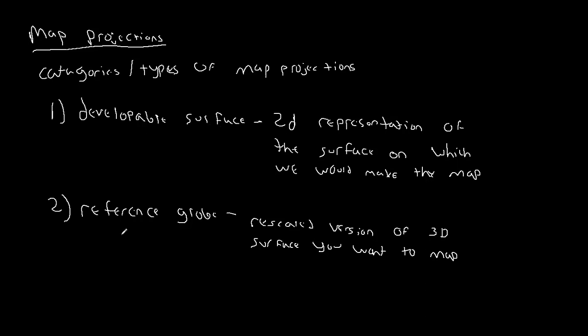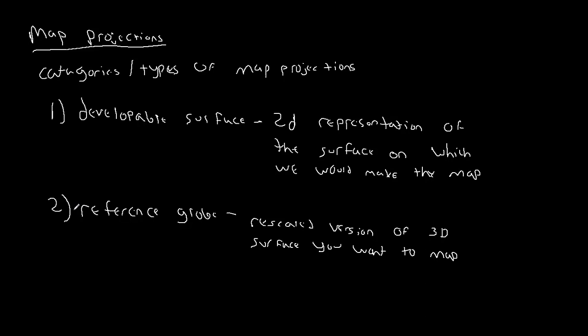So this reference globe is just a scaled down version, right? So if we wanted to make a 1 to 1000 scale map, our reference globe would be a 1 to 1000 scaled 3D surface. This would be an actual globe, like you're used to seeing in the classroom. So the 3D globe is a rescaled 3D version. The developable surface is the 2D representation. So again, the developable surface is like a piece of paper, and the reference globe is literally like a globe that you would see in the classroom.